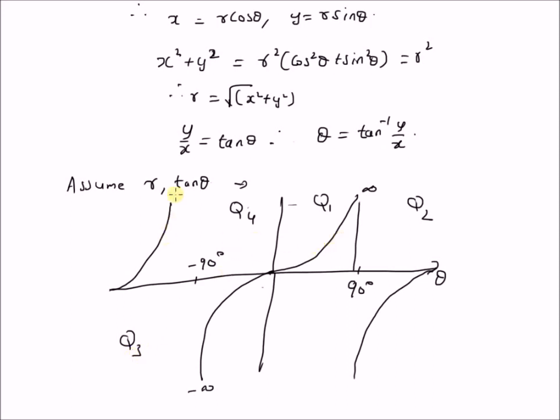So, for example, if tan theta is positive, then we cannot know whether it is in quadrant 3 or quadrant 1. And similarly, if it is negative, we cannot know whether it is in quadrant 4 or quadrant 2. So, we also need to know the exact quadrant of the angle theta for calculating x and y.